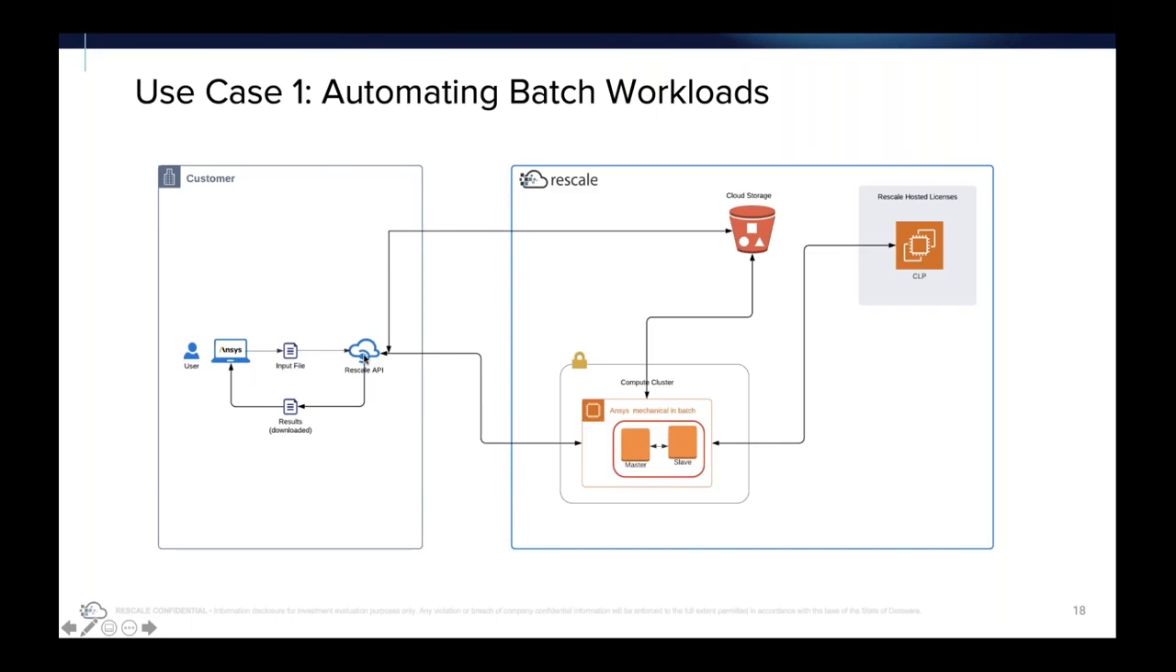The API script automatically takes your input file and uploads it to the Rescale platform. The API would then launch a compute cluster. Files would automatically get transferred from your cloud storage to your compute cluster. The job would run, and these could be multi-node jobs where you have a master and slave. So all these things are configured.